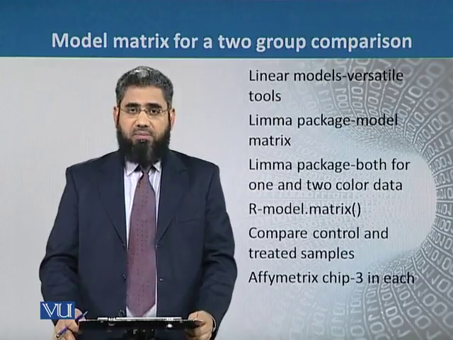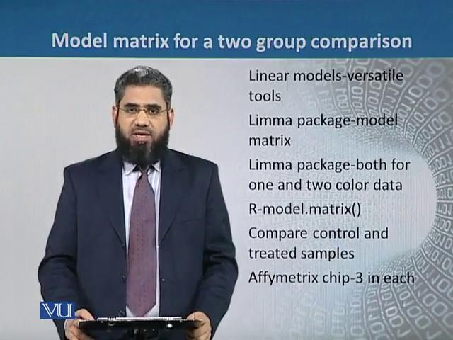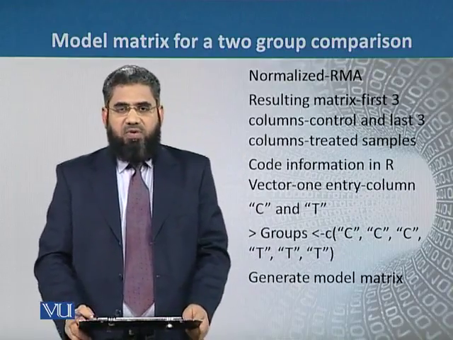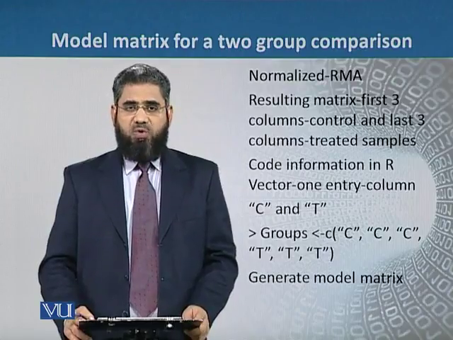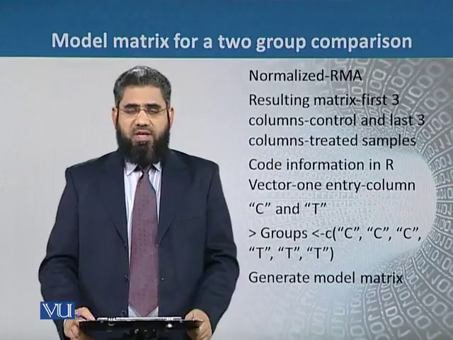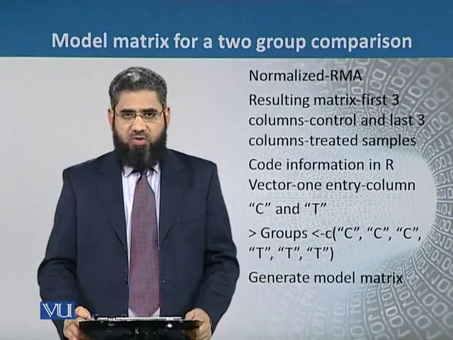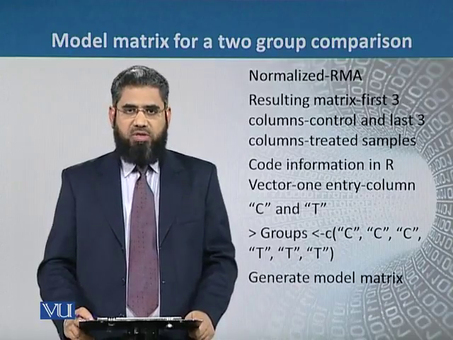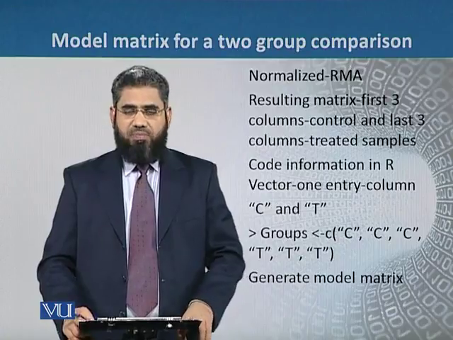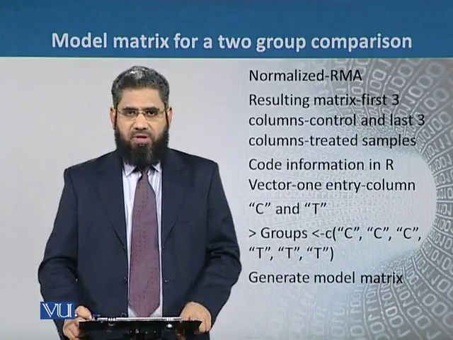So we assume that we are comparing these control and treated samples by using Affymetrix chips, and there are 3 samples for the control and 3 samples for the treated. After running the Affymetrix experiment, we have to do the normalization by using the RMA method. The resulting matrix produced after the normalization will have the first 3 columns for the control experiment and the last 3 columns for the treated samples. After obtaining these 6 columns, we have to code this information in R, and the easiest way for this coding is to produce a vector.